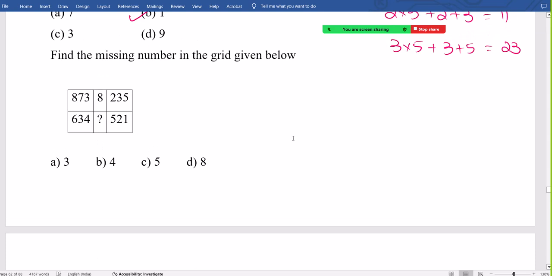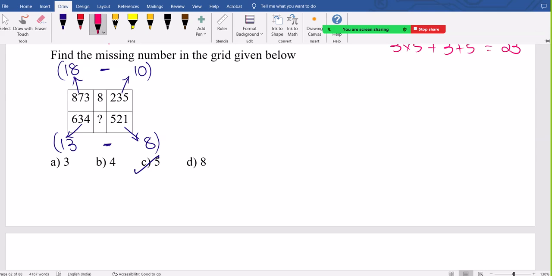Now this question: 8733, 8, 235, 634, question mark 520. There are very few numbers here. Is it? Sum of this is 18. Sum of this is 10. Sum of this is 13. Sum of this is 8. 18 minus 10 is nothing but 8. 13 minus 8 is nothing but 5. Sum of digits, then subtract those values. Typical logics, right? 8, here it is 5.